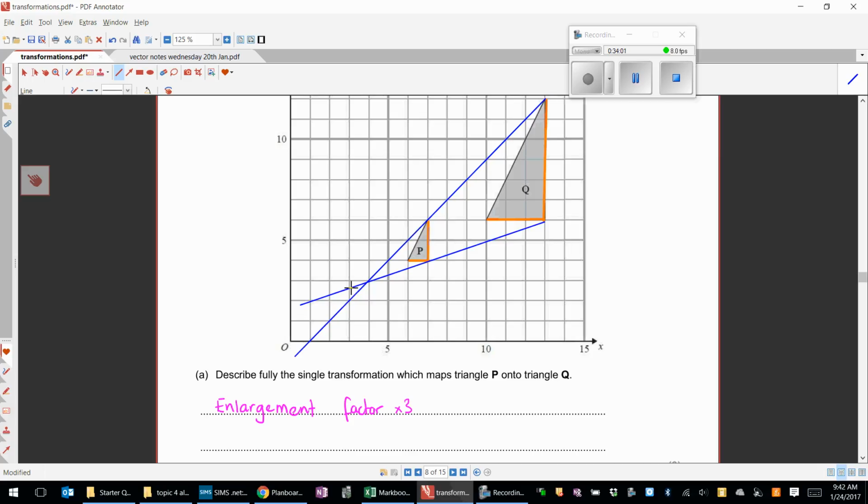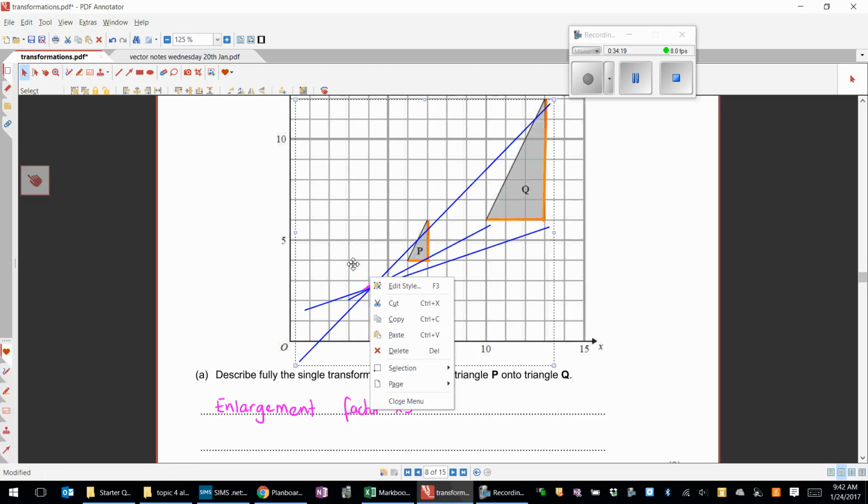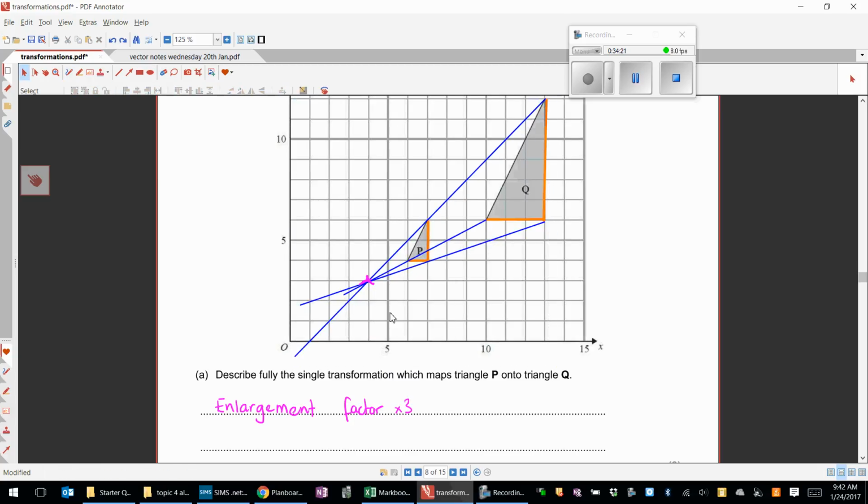And I could check by doing the 3rd point. So this point here goes through. And again, if I'm careful, they are all meeting at this point here. And it will be on a grid point. It won't be in the middle somewhere. So the centre, I think, is where? What coordinates? So it's 4, 3. So I think centre 4, 3.